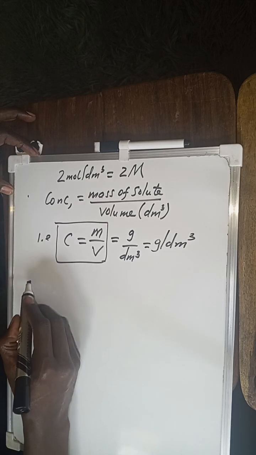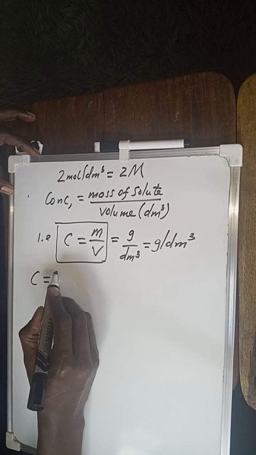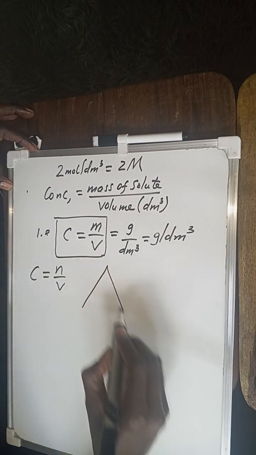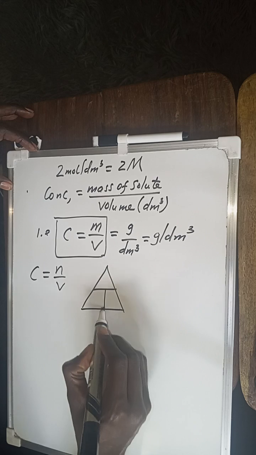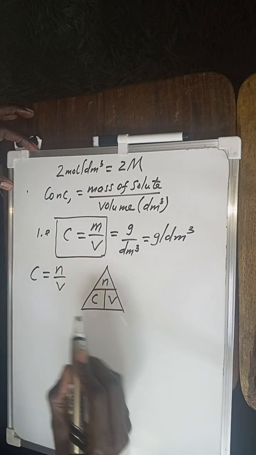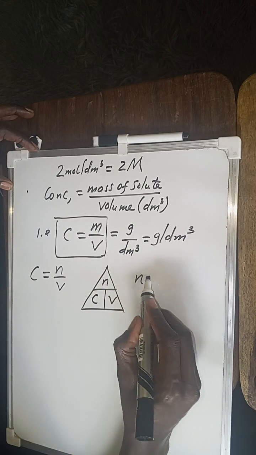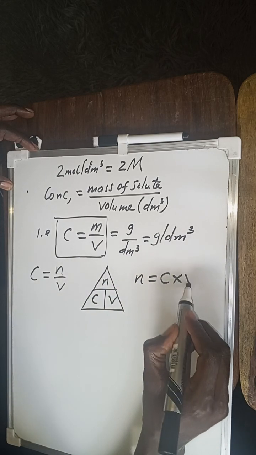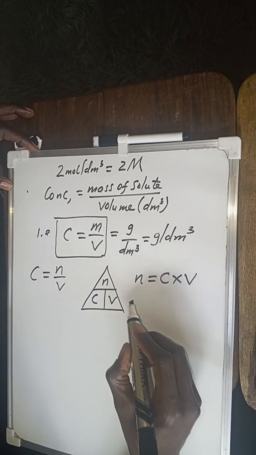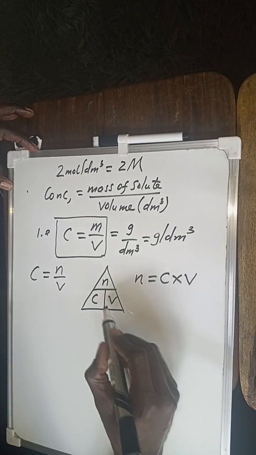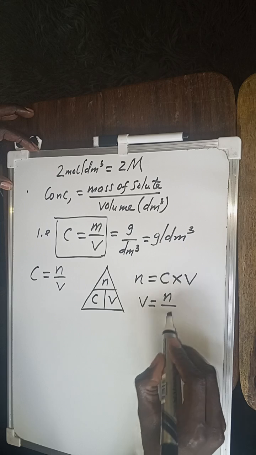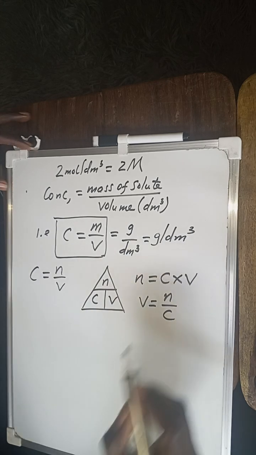Now let's briefly go back to the formula that we established. Concentration is equal to number of moles over volume. That's the formula you are going to be using. We can put this in a triangle so that you can easily rearrange it, with concentration, number of moles, and volume, because sometimes we can ask you to find the number of moles. If you know the concentration, you multiply by the volume. That can give you the number of moles. What if they tell you to find the volume? Volume is the number of moles divided by the concentration. So you can use that.